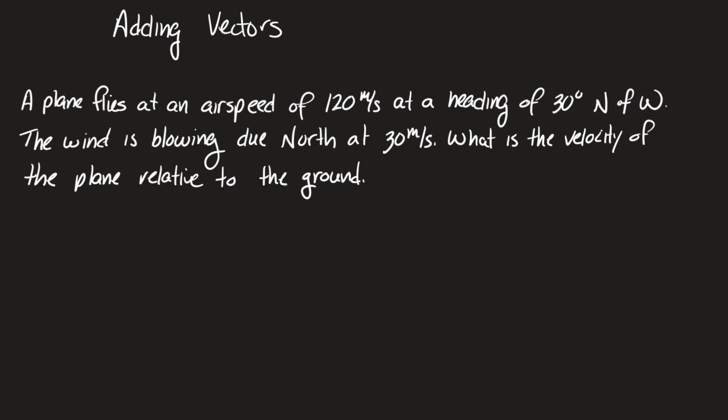But airspeed is how fast the plane is going relative to the air. So it thinks it's going that fast, but that's not its speed compared to the ground because the wind is blowing. It's moving relative to the air, but the air is also moving. Does that make sense? So there are two vectors here that we're going to add up, and the sum of those vectors is how fast the plane is actually moving relative to the ground.